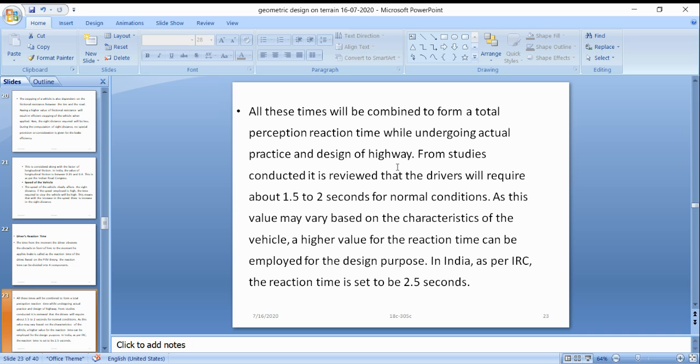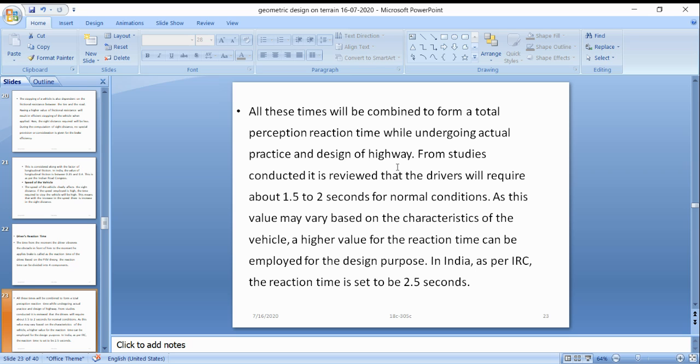Does this value vary based on the characteristics of the vehicle? So he will react, and if you want to apply the brake also, it will depend upon the vehicle, heavy loaded vehicle or otherwise. So it depends on the vehicle, how fast it is going. So a higher value for the reaction time can be employed for the design purpose. As per the IRC, it will be taken as 2.5 seconds.